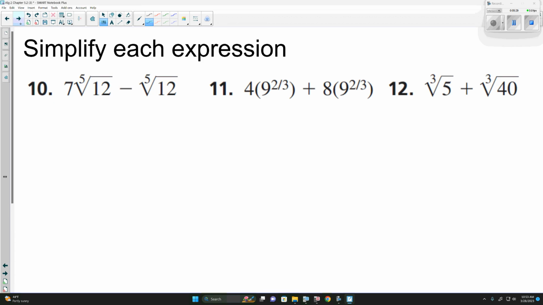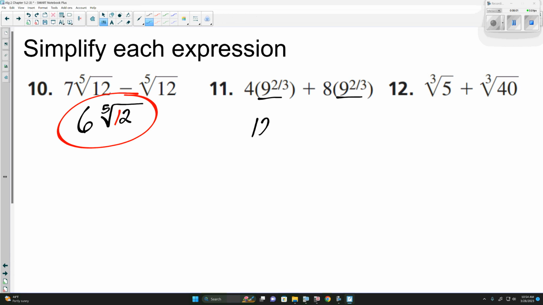Let's look at these next ones here. So the next one we have is 7 times the fifth root of 12 minus the fifth root of 12. Because if we have 7 of them and take one away, we have 6. Since we do have 9 to the 2/3 in both, we do 4 plus 8, which is 12 times 9 to the 2/3.